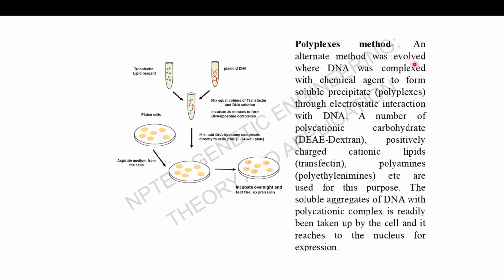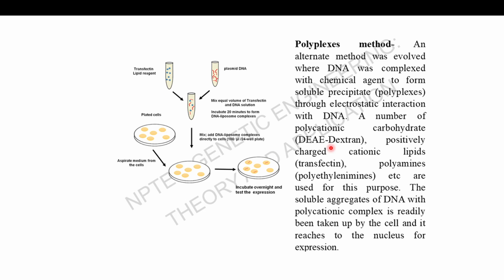Then there's the polyplexes method, where the DNA is complexed with a chemical agent to form a soluble precipitate, wherein this chemical agent interacts electrostatically, through coulombic interactions, with the DNA, along with some polycationic carbohydrate, DEAE. DEAE is basically a matrix or polymer having a slightly positive charge, which is also used for exchanging or purifying anionic proteins or anionic nucleic acids, mainly RNA or DNA, tRNA, mRNA.